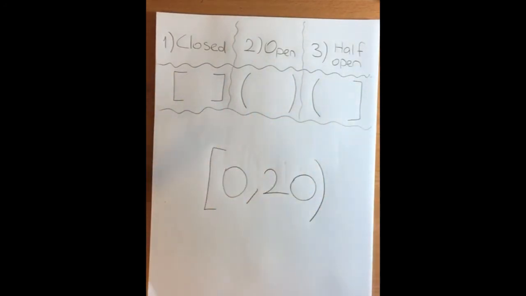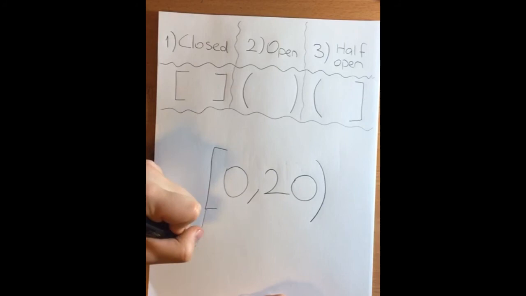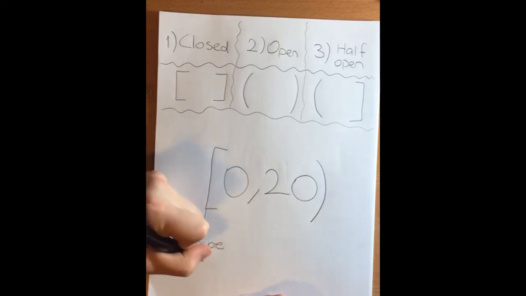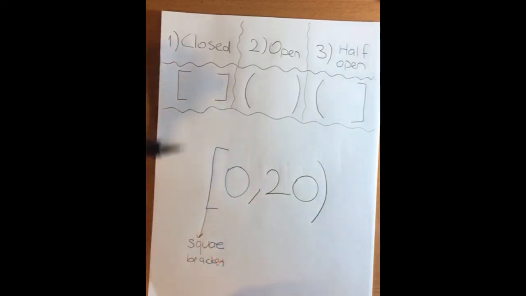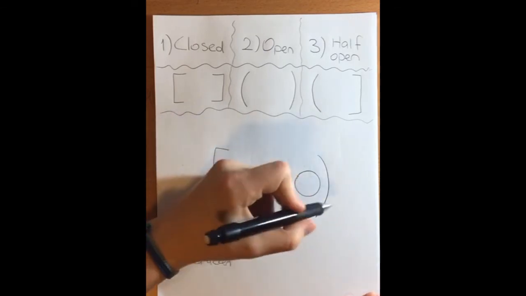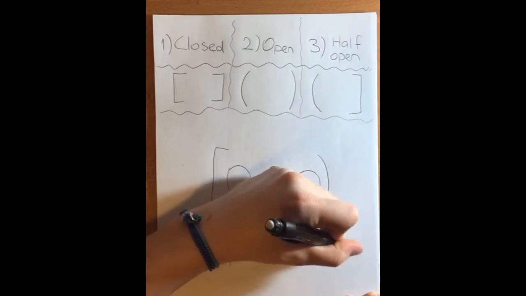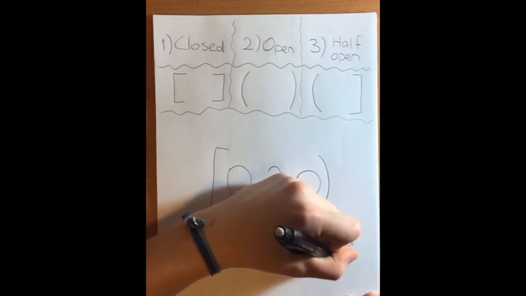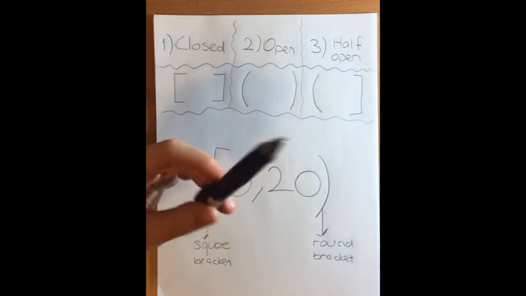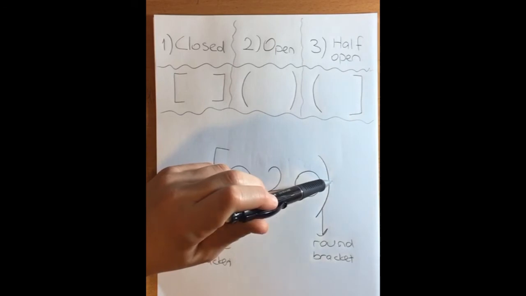This is a way to show intervals. This bracket is called a square bracket. We use square brackets when we want to include the number near it. And this is a round bracket. We use round brackets when we don't want to include the number near the bracket.